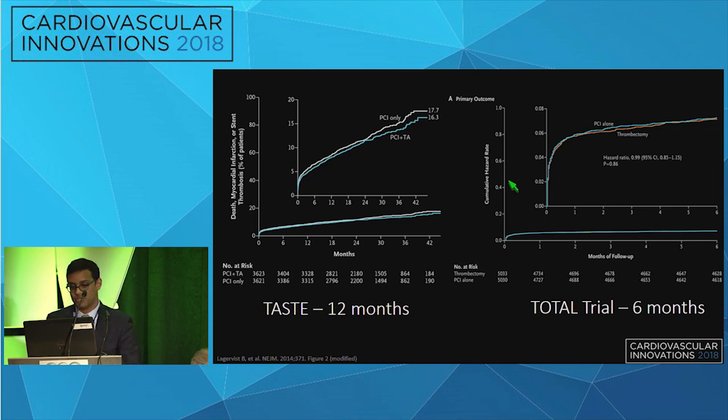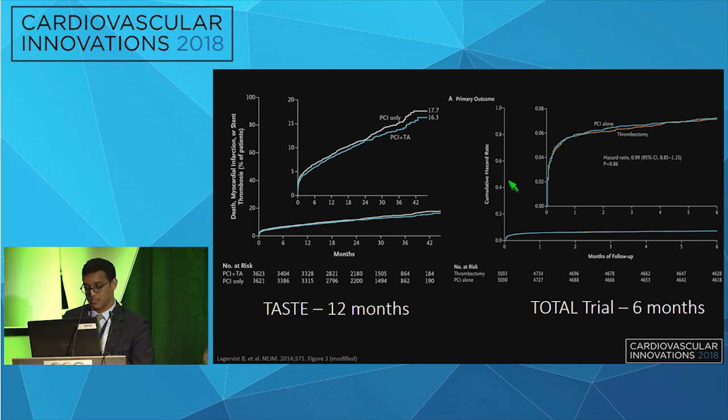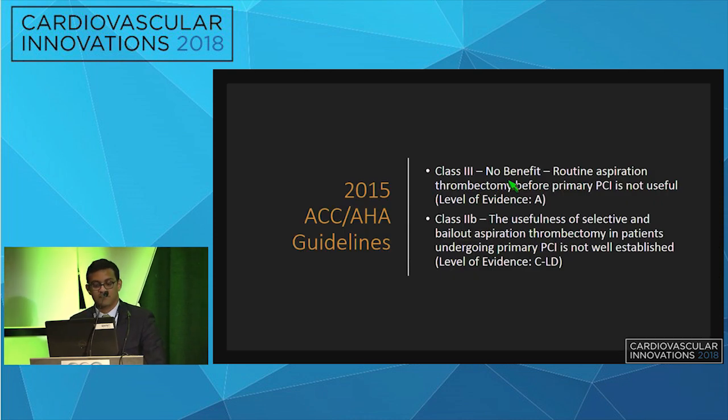So it's clear then that large thrombus burden and subsequent distal embolization are associated with poor outcomes, but does modifying that adjust any of the outcomes? The two trials that come to mind are TASTE and TOTAL, and both of these looked at STEMI patients and the role of routine aspiration thrombectomy compared to those with PCI alone. The results were essentially similar between the two groups, and routine aspiration was not found to be superior to PCI alone. That led to the 2015 ACC-AHA guidelines that found that routine aspiration was a class 3 indication, but still reserved it as an option for bailout in certain cases, and that was left as a 2B recommendation.